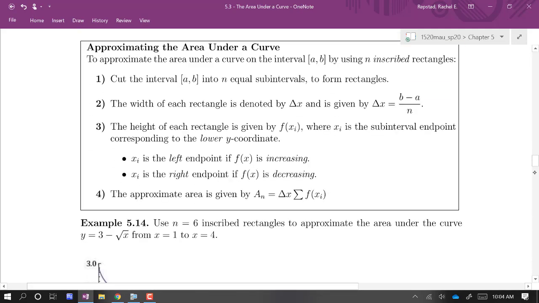So here I'm just going to summarize what we've already seen. When we approximate with n inscribed rectangles, we cut the interval into equal subintervals, so that the width of each rectangle is the interval length, which, if our interval is from A to B, is the right minus the left, divided by n, the number of rectangles.